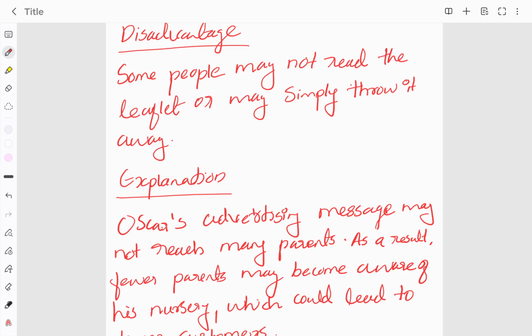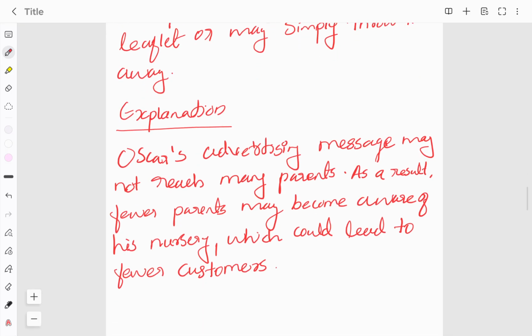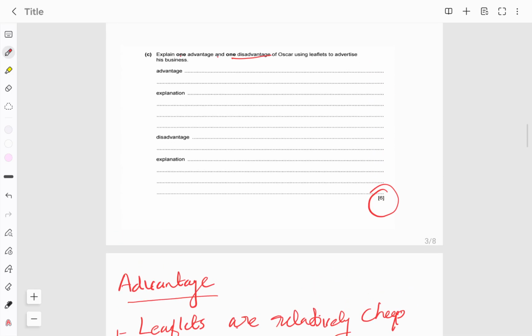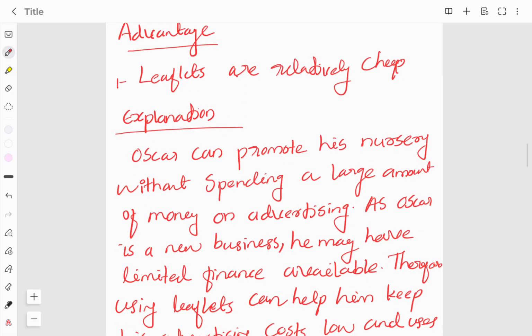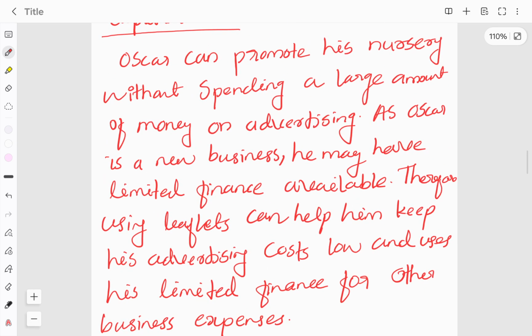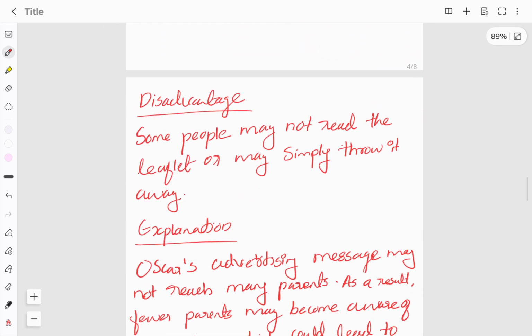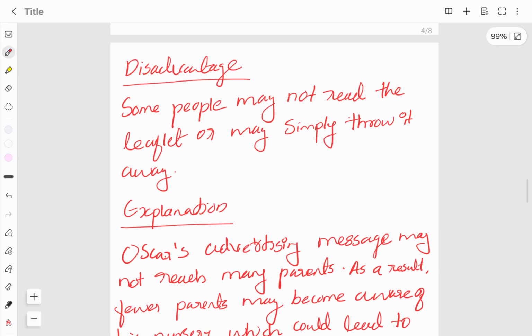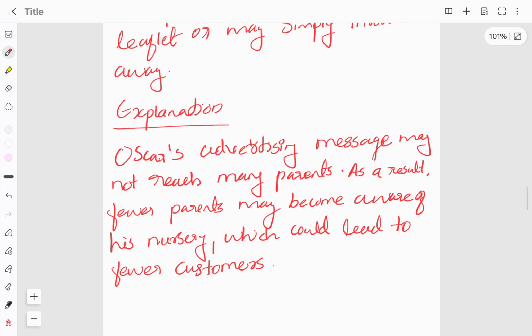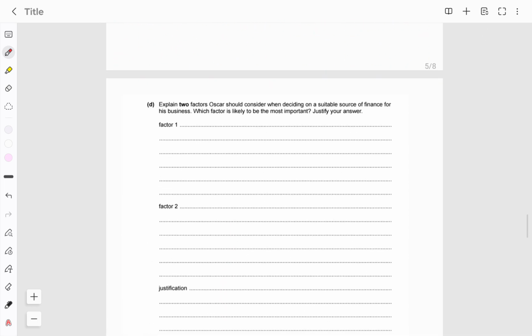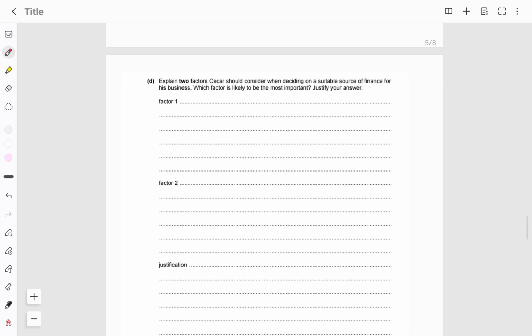So remember, for a 6-mark explain question, don't just give the advantage and disadvantages. Explain why they are advantages or disadvantages and link your answer to the business. So here you can see the advantage. Leaflets are relatively cheap and you can explain like this. And the disadvantage is some people may not read the leaflets or may simply throw them away. These explanations are given here, so you can read carefully. Then move on to the next question.